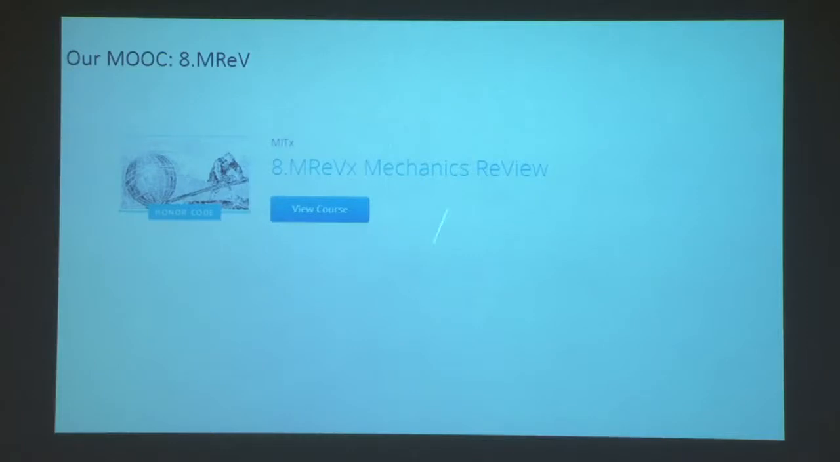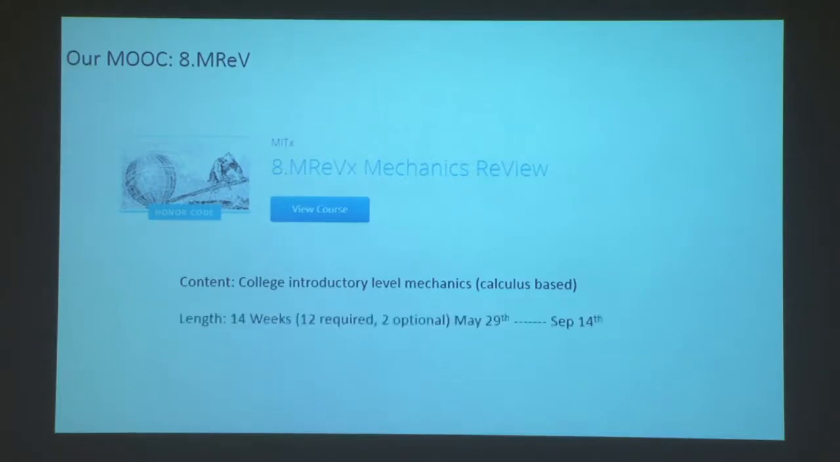Okay, so I'm going to give you some examples of the experiments that we run in this course. First of all, our course is called 8MRev Mechanics Review, a college introductory level, calculus-based mechanics course. It runs for 14 weeks, with 12 required units and 2 optional units. As you can see, it started May 29th and it's still not ended, which is why today I don't have any data to present to you.